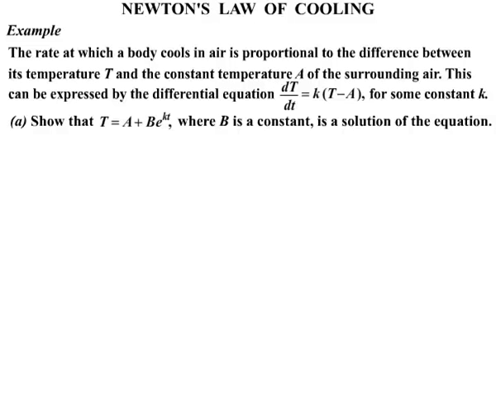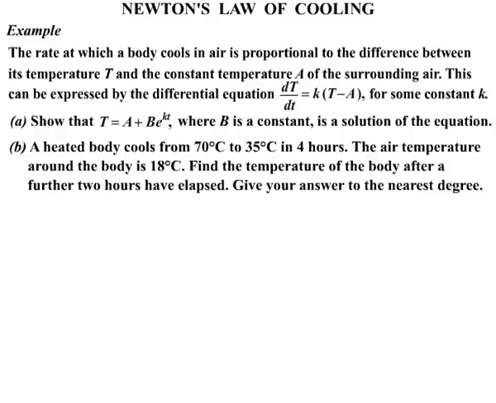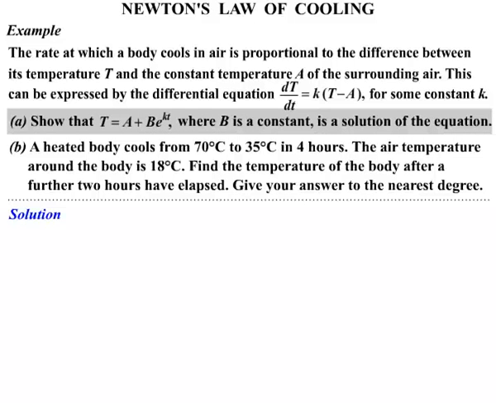Part A, we need to show that T equals A plus Be^(kt), where B is a constant, is a solution of the equation. And in Part B, we'll have an example to work through. The solution then to Part A, let's write down the equation firstly: T equals A plus Be^(kt).